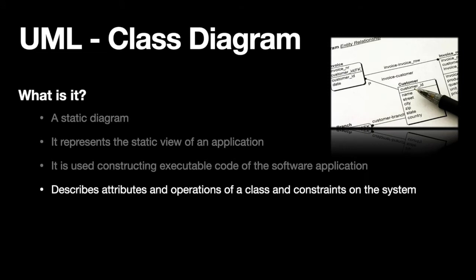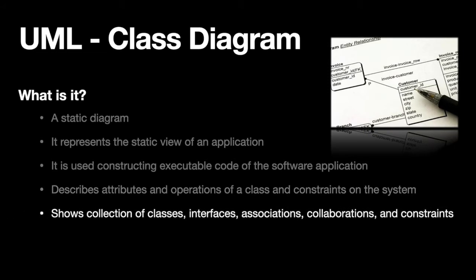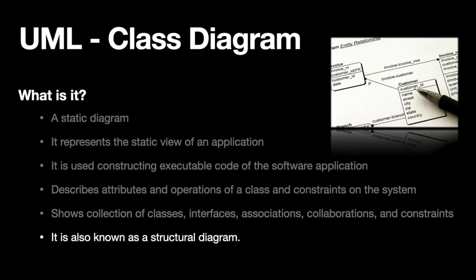The class diagrams are widely used in the modeling of object-oriented systems because they are the only UML diagrams which can be mapped directly with object-oriented languages. A class diagram shows a collection of classes, interfaces, associations, collaborations, and constraints. It is also known as structural diagram.